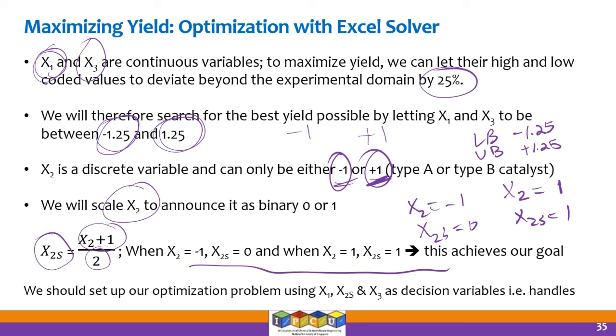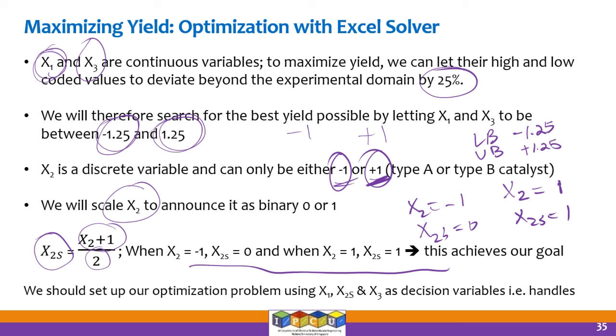I'm just going to do that to make x2 appear like binary, 0 or 1. So when x2s turns out to be 0, it means x2 actual is minus 1, which means catalyst type A. And when x2s turns out to be 1, then it means x2 is actually plus 1, which means it is going to be catalyst type B.